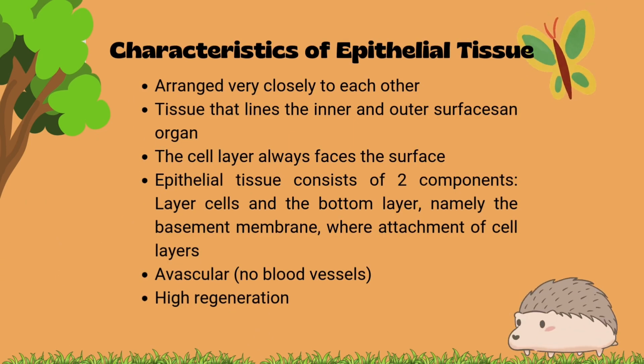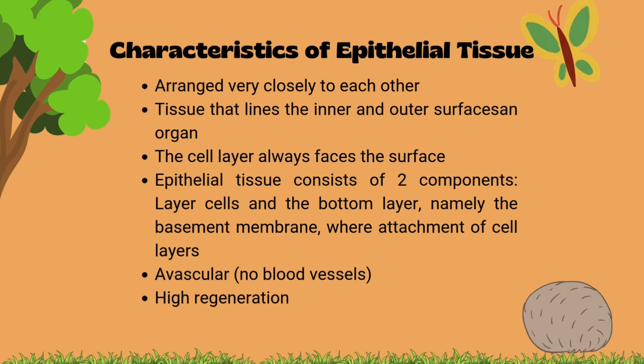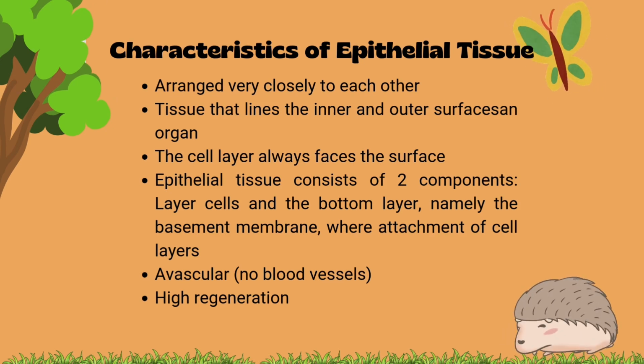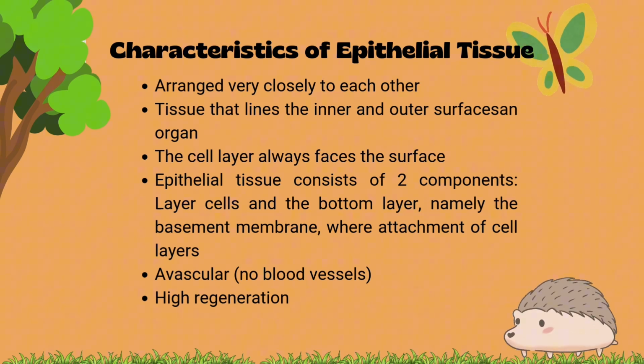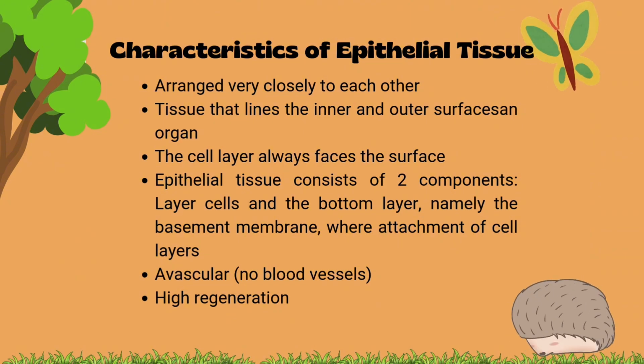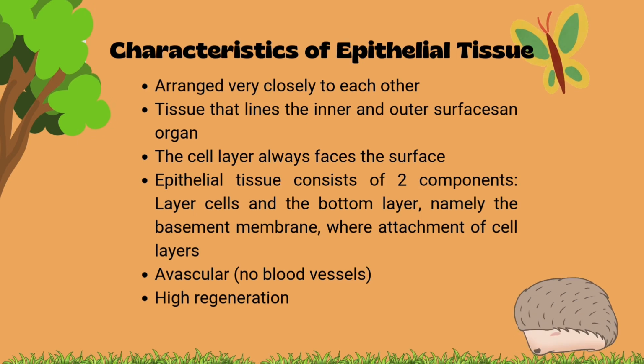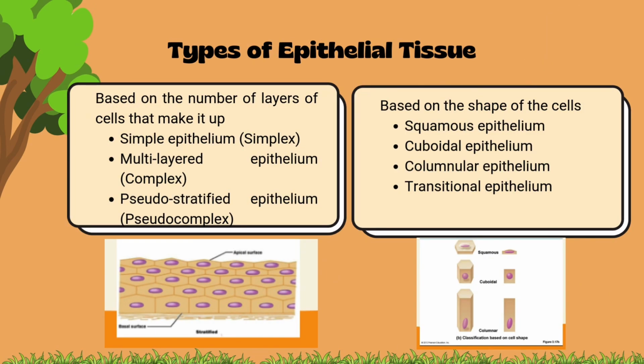Characteristics of epithelial tissue. 1. Arranged very closely to each other. 2. Tissue that lines the inner and outer surface of organs. 3. The cell layer always faces the surface. 4. Epithelial tissue consists of 2 components, the cell layer and the bottom layer, namely the basement membrane, where the cell layers attach. 5. Avascular, no blood vessels. 6. High regeneration.